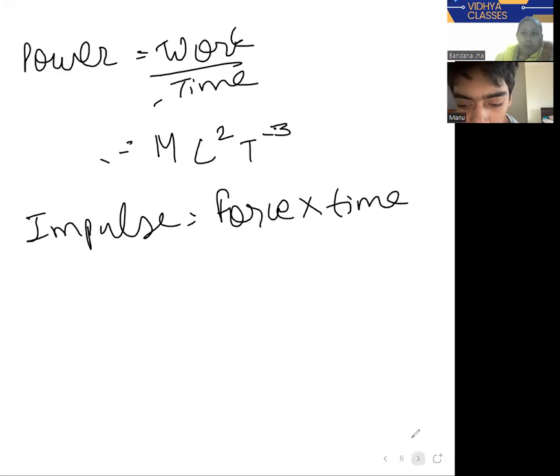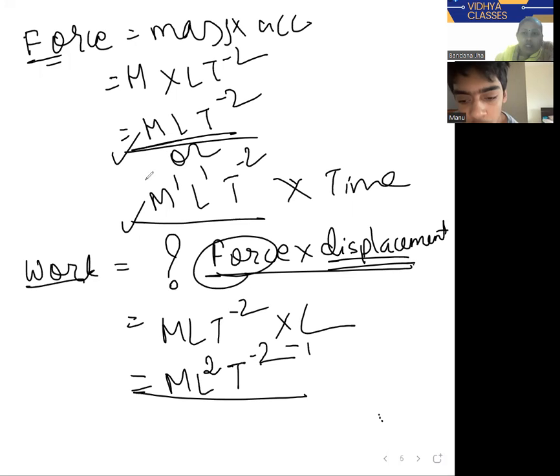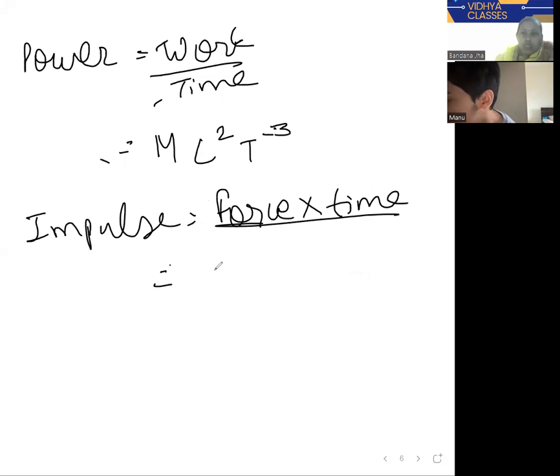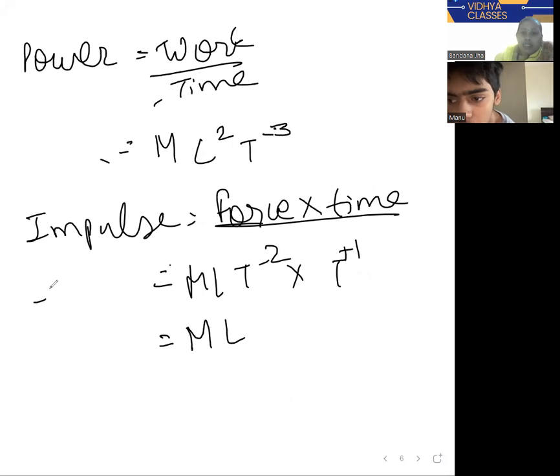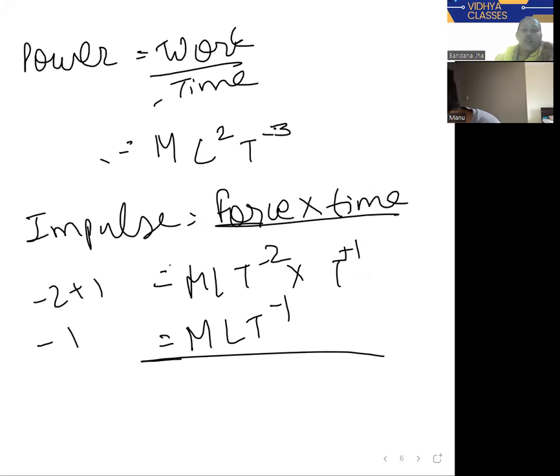Impulse is not force upon time, it is force into time. Okay. Force into time. And force is how much? M, L, T minus 2. Yes. M L T minus 2 multiplied by T to the power 1. Then how much will it be? It will still be negative 1 or 2. This is positive, this is negative 2. Then it will still be negative 2. Minus 2 plus 1 becomes how much? Minus 1. Oh, negative 1. Yes.